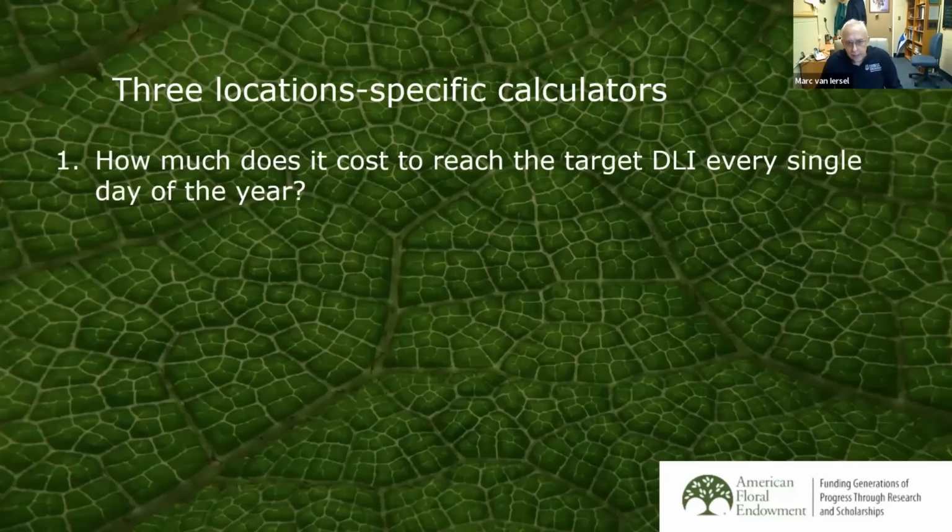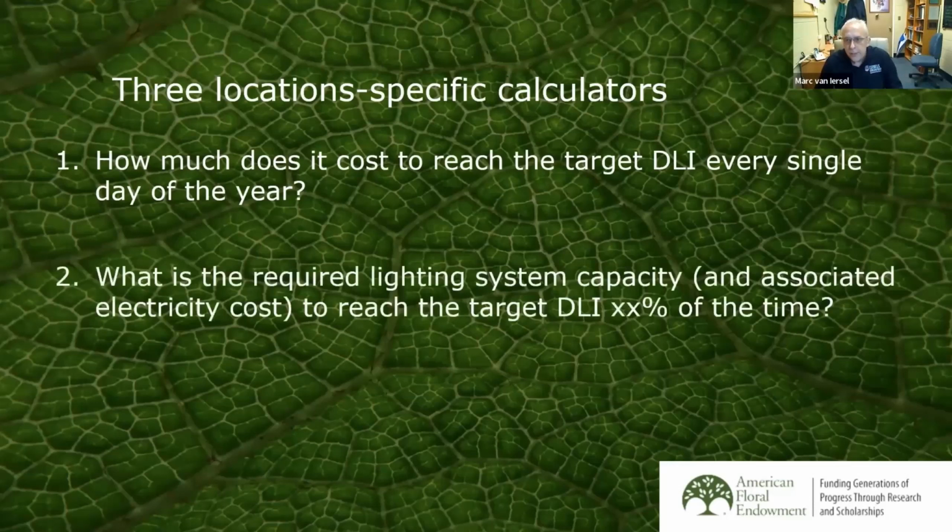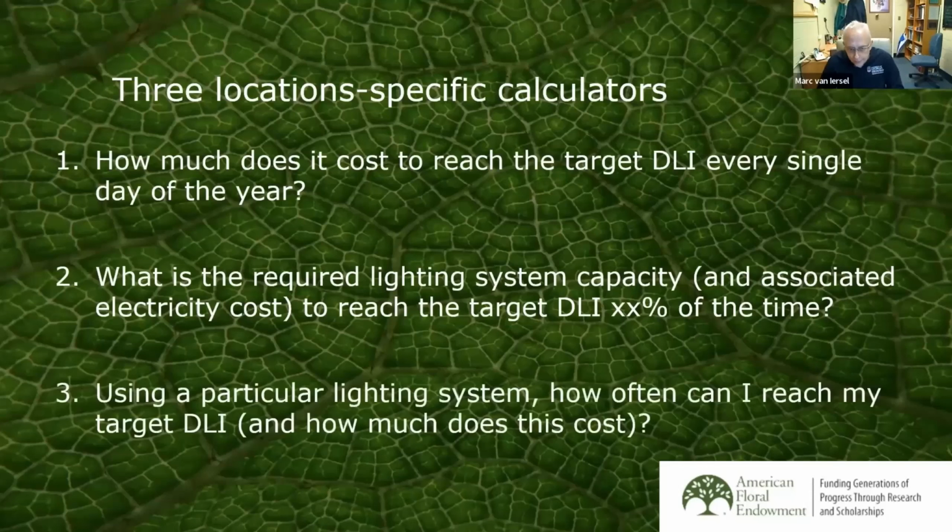So we have 2 more advanced and I think more useful calculators now, thanks to Jared Rennenberg, who actually did the coding to make this happen. So the second calculator that we have developed allows you to estimate the required capacity of your lighting system. How much light does your lighting system need to be able to provide so that you can reach the target daily light integral that you want to reach a certain number of days or a certain percentage of days of the year. And then the third calculator that we have is very similar, but it takes the opposite approach. You can specify the capacity of your lighting system, and in return, the calculator will then estimate how often, how many days a year you are likely to reach the target daily light integral.